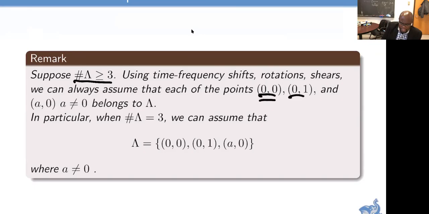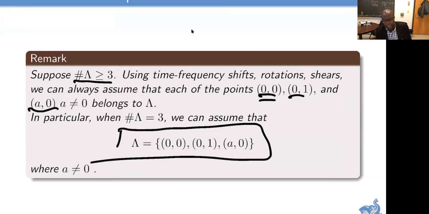And then I'm going to scale and use essentially a shear matrix to make sure that the point on the y-axis is exactly at (0, 1). And the point on the x-axis, I can put it anywhere on the x-axis. So that's going to result in the third point being (a, 0). So when I have exactly 3 points, I can always assume without loss of generality that the 3 points are given by (0, 0), (0, 1) and (a, 0), where a is non-zero.